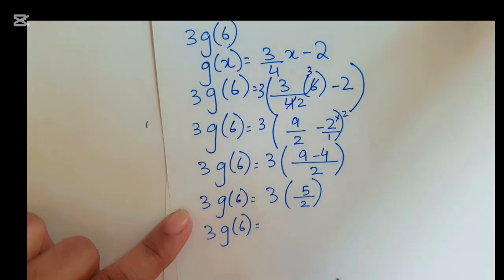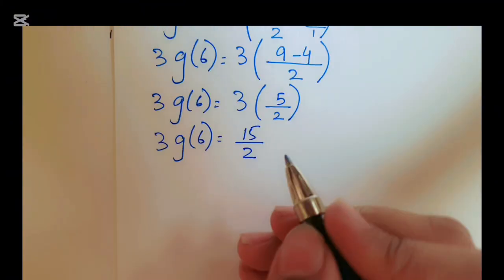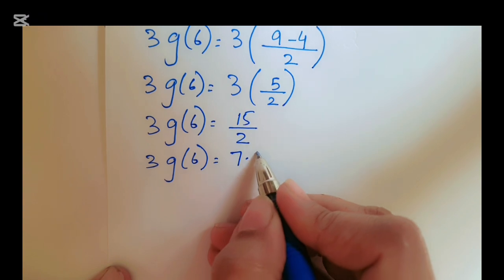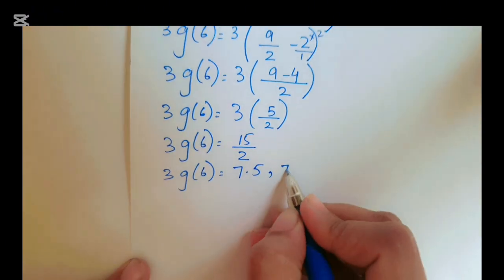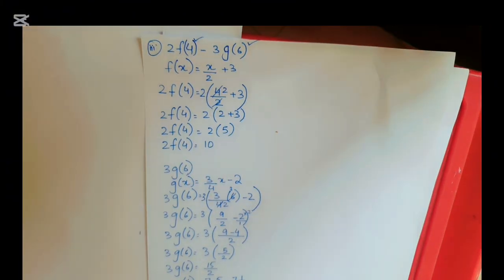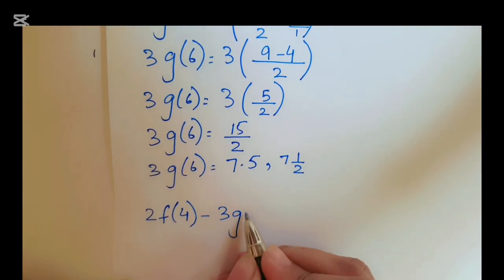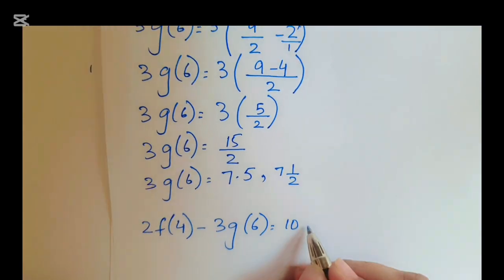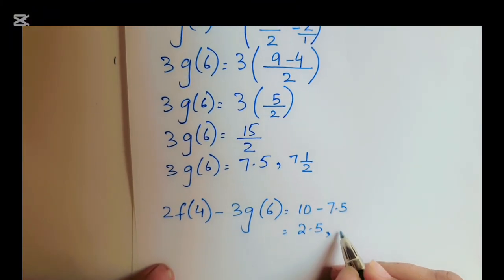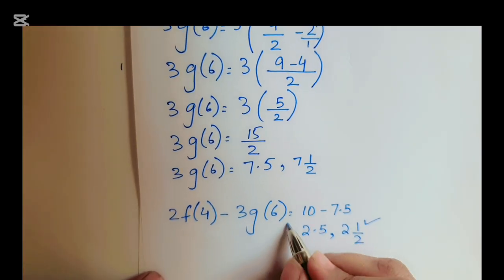Now if we multiply 3 times 5 is 15 upon 2, so 3g(6) is equal to 7.5, or 7 whole 1 upon 2. So now what we have to do is subtract both of them. 2f(4) minus 3g(6) is equal to 10 minus 7.5, so it would be 2.5, or you can write 2 whole 1 upon 2. This is the answer of part 3.